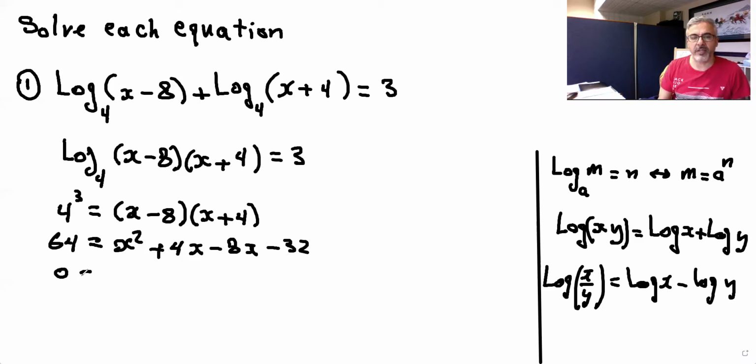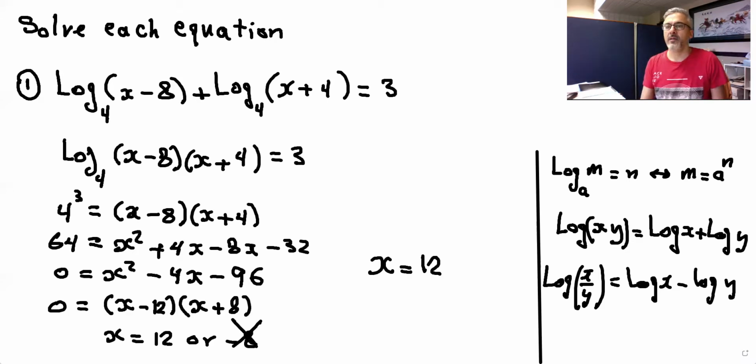So I have 0 equals x squared. At the same time, I'm going to add these two here, minus 4x minus. So if you move the 64 to the other side, it becomes minus 64. And if you go negative 32 minus 64, it gives you minus 96. Now we're going to factor this. Now I'm just going to erase this and move on to the next question.